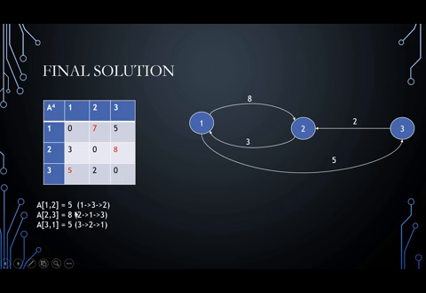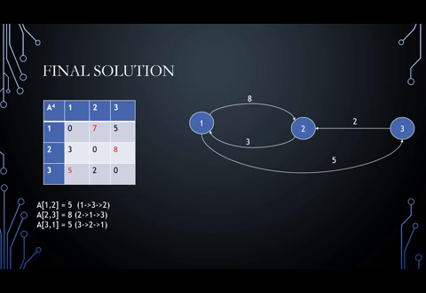A23 is a modified value with value 8. So the path is 2 to 1 and 1 to 3. Fine. Next, A31 is a modified value with value 5, so it is 3 to 2 and 2 to 1. Okay, any doubt with this? Is the concept fine? Right.